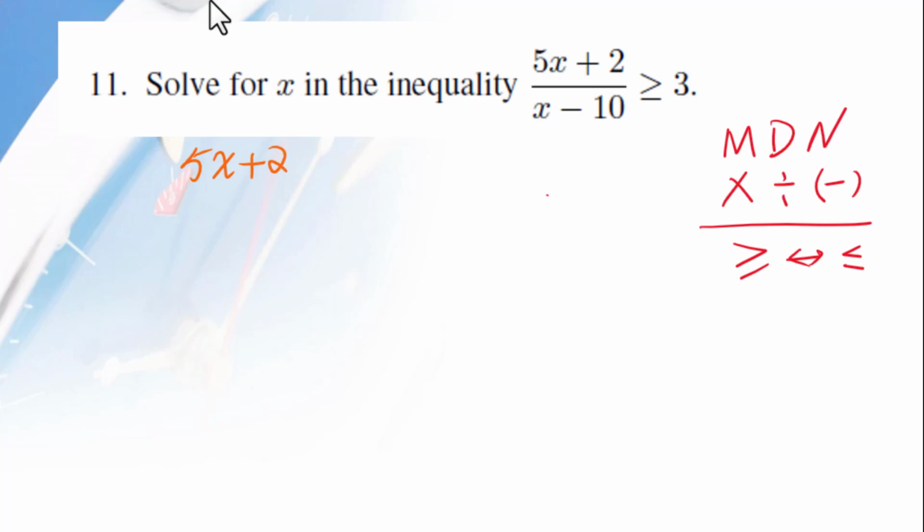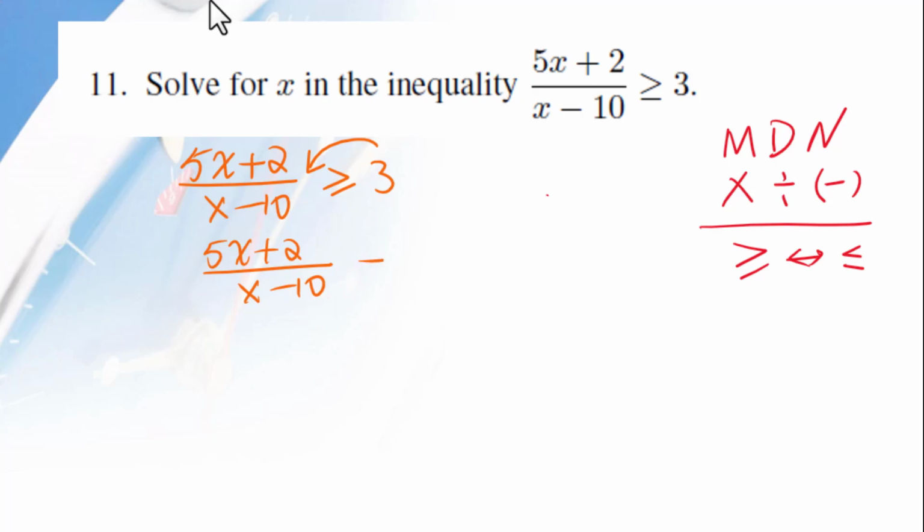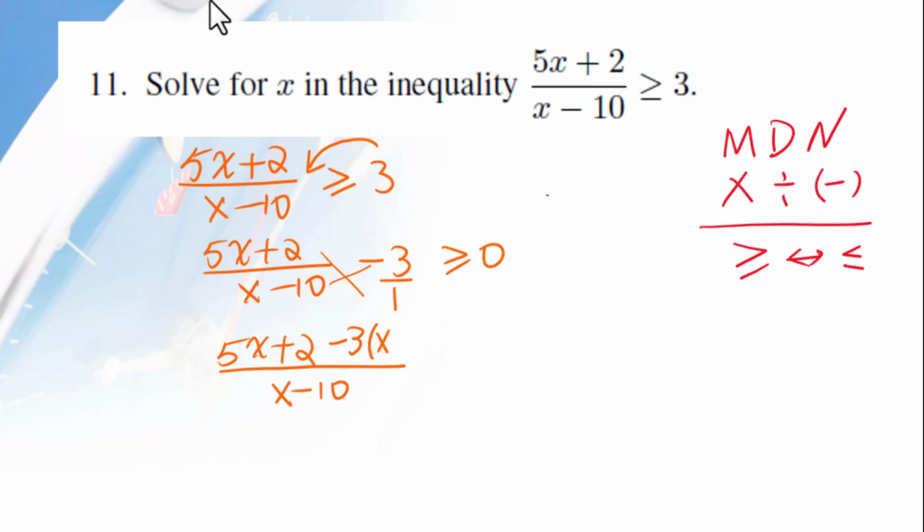(5x plus 2) over (x minus 10) greater than or equal to 3. So minus 3 both sides: (5x plus 2) over (x minus 10) minus 3 greater than or equal to 0. Then we will do the operation of subtraction. Cross multiply, with x minus 10 as the denominator. Then 5x plus 2 minus 3 times (x minus 10) greater than or equal to 0.